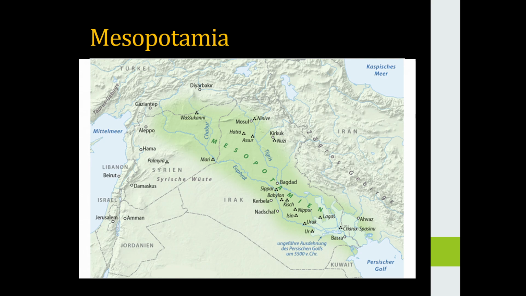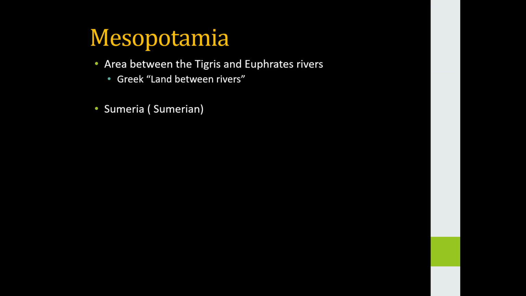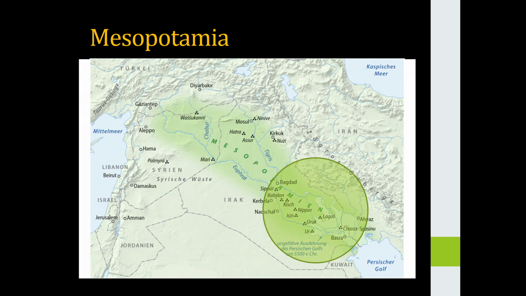Now, within this area of Mesopotamia, there were two main groups, right? One of them were the Sumerians, and the other ones were the Akkadians. We're going to focus more on the Sumerians than on the Akkadians. This is where the Sumerians existed, in the delta of the Euphrates and the Tigris. The Akkadians lived more on the northern side.